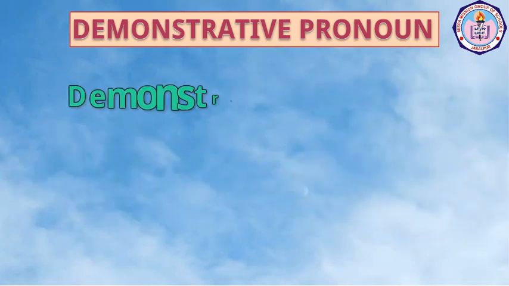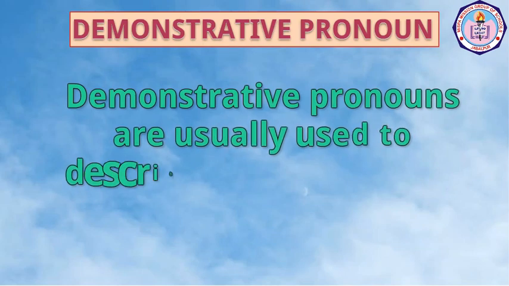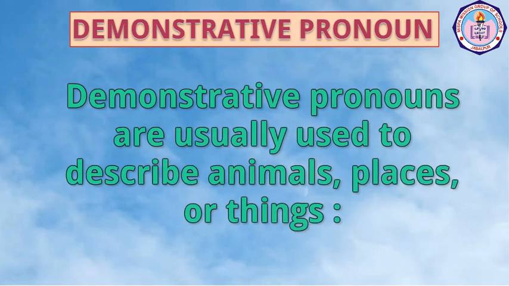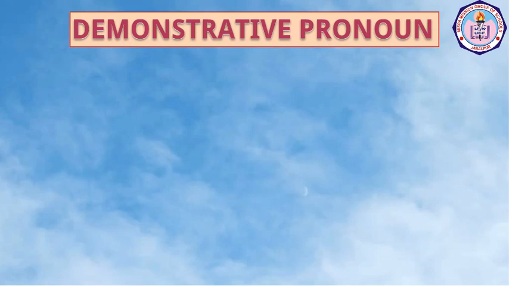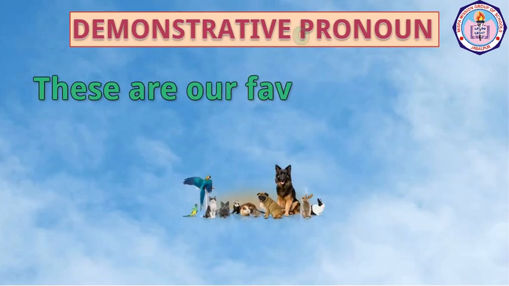Second, demonstrative pronouns are usually used to describe animals, places, or things. For example, these are our favorite pets.